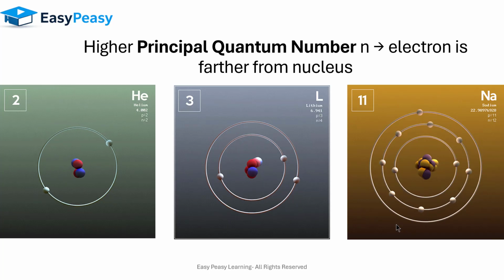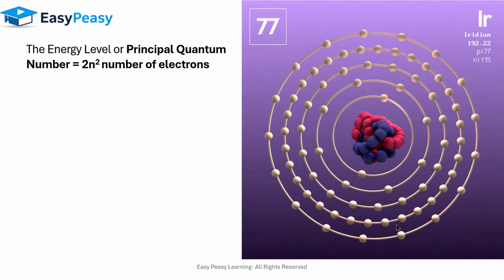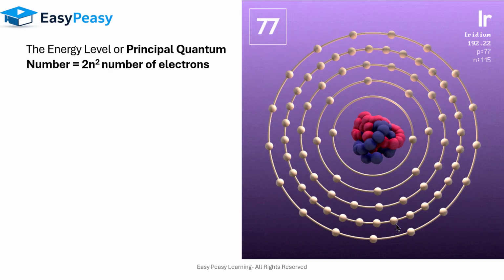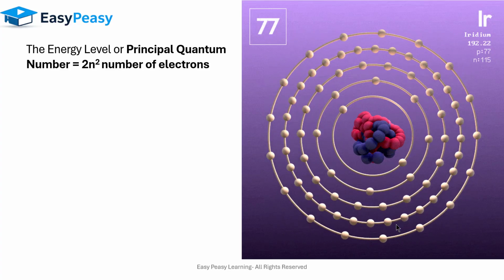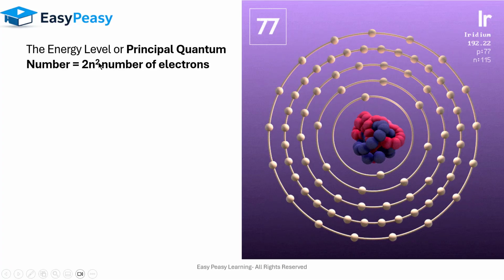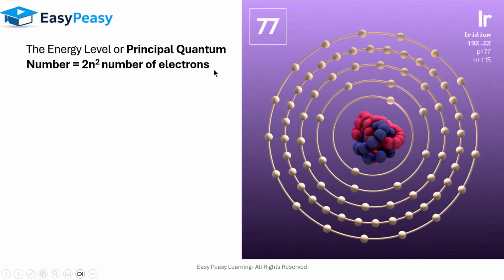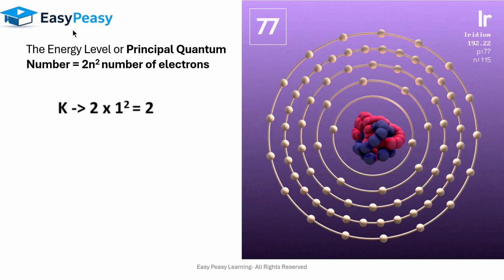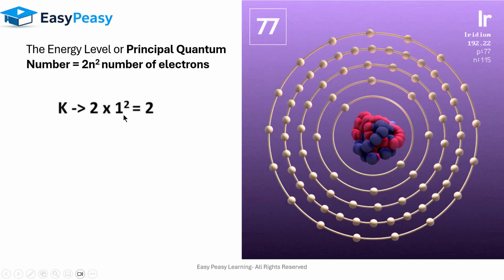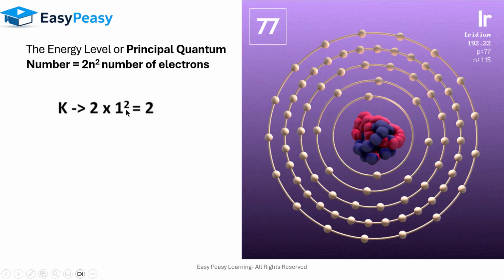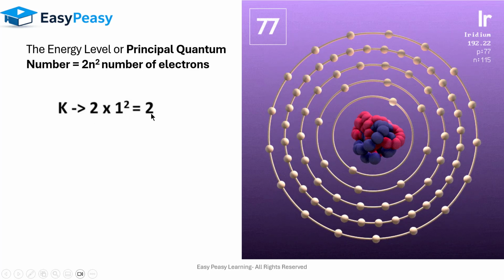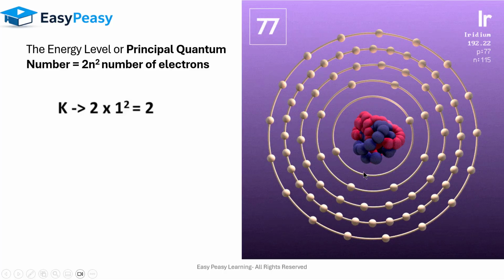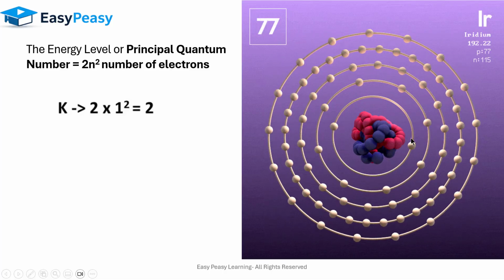Now, how do we know how many electrons are going to exist on each shell? The energy level, or principal quantum number, formula is 2n² electrons. So let's apply it. On the first shell, n will be 1. 1 squared is 1. So 1 multiplied by 2 is 2. So on the first level, you have only 2 electrons.